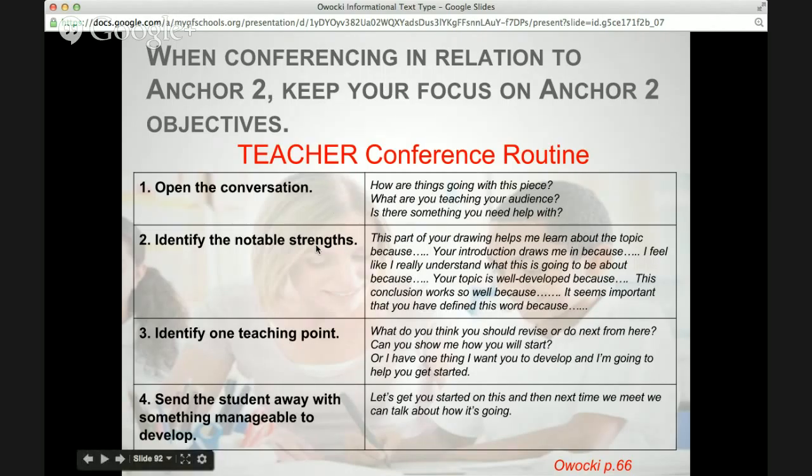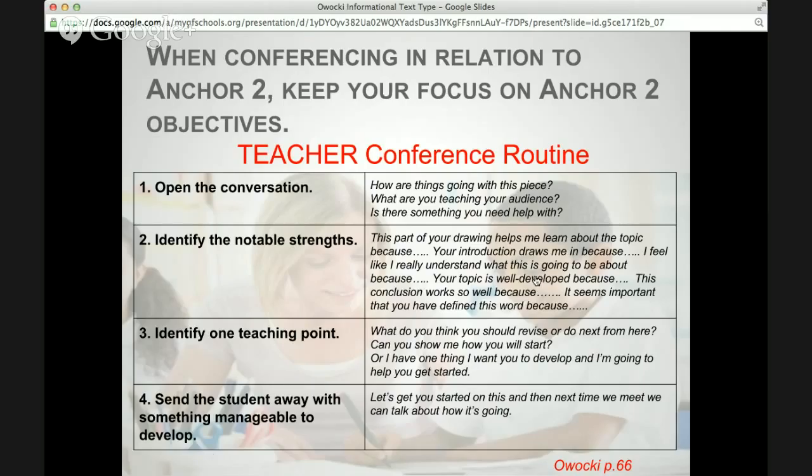So when you're looking at noticeable strengths, you want to be identifying them according to the criteria of Anchor 2. So you're going to say things like, oh, this part of your drawing helps me to learn about the topic because, you know, you created the detail, or whatever. Your introduction draws me in because, and then you're going to cite exactly in their writing how that helped you. Or your topic is well developed because, oh, here you use facts, there's definitions, there's quotations and examples. These are the beautiful questions and prompts that you don't have to search for. She's got them all outlined for you around every one of the anchors.